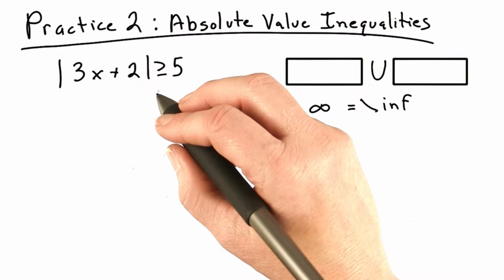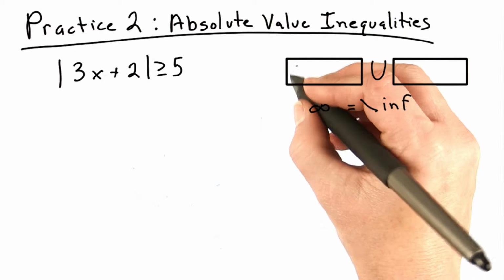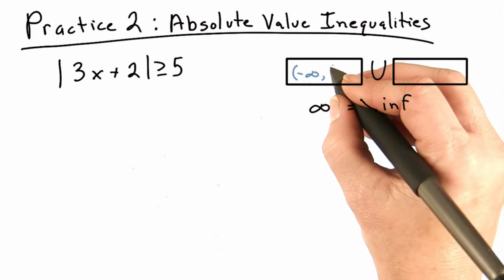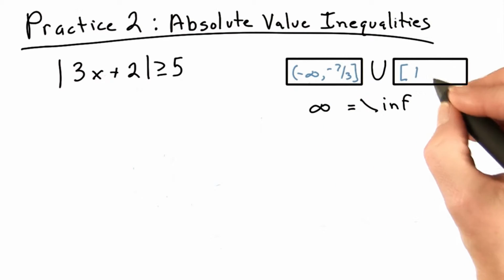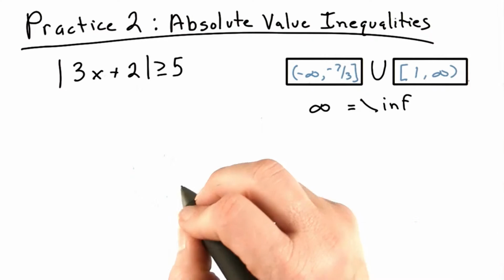The solution to this absolute value inequality is the interval from negative infinity to negative 7/3, unioned with the interval from 1 to infinity. Let's see how we got that.